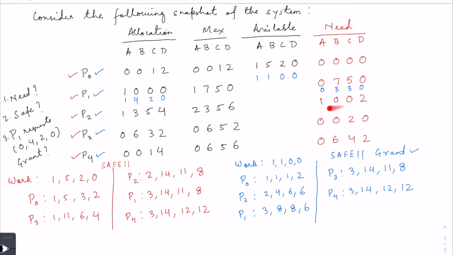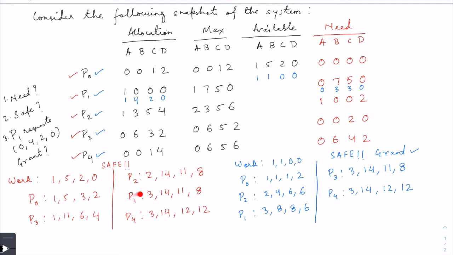Then we go to P2. P2's need is 1002 and that can be satisfied with the work pool at this point of time. So we will assume that P2 has finished execution. We will put a red tick mark. We will take its allocation and we will add it to the work pool over here. So we take 1354 and we add it to 11164 and we get this.